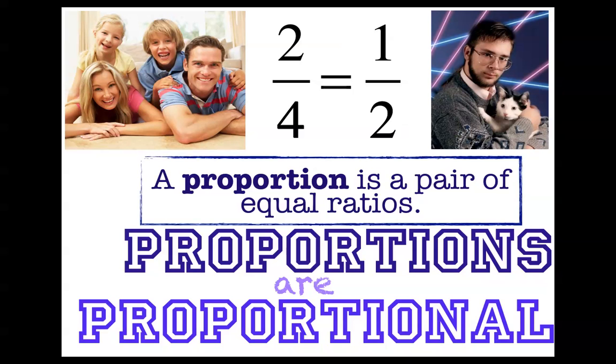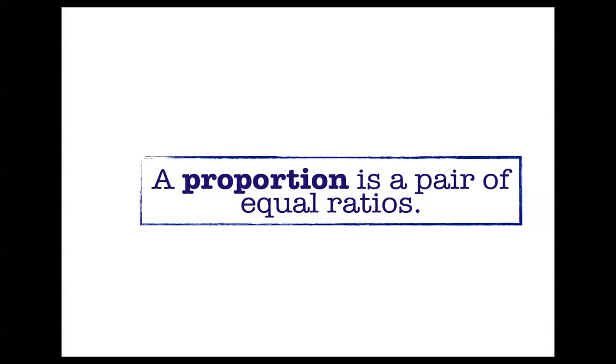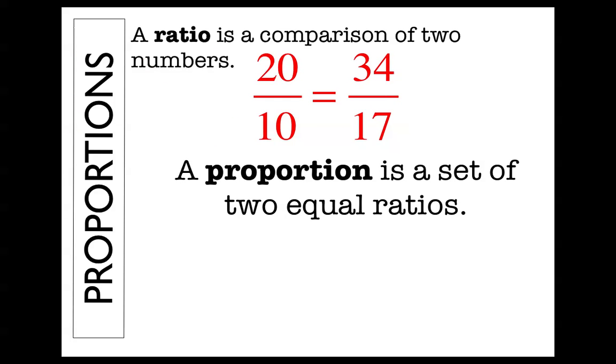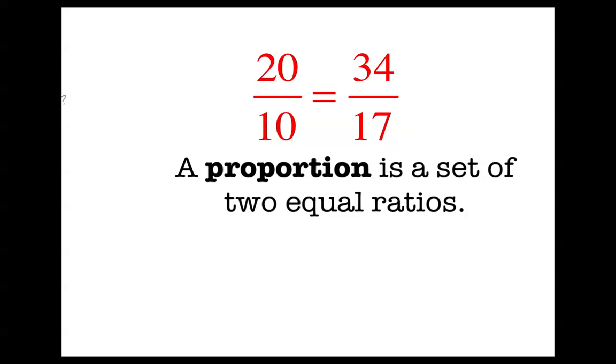You could say they are a proportion because they're a pair of equal ratios, or you could say that those 2 ratios are proportional. Alright, so a proportion is just a pair of 2 ratios that are equal. Remember, a ratio is a way to compare 2 different numbers, like 20 girls to 10 guys. A proportion is a set of 2 equal ratios, like 34 girls to 17 guys. And in order for a proportion to work, both ratios have to be equal.